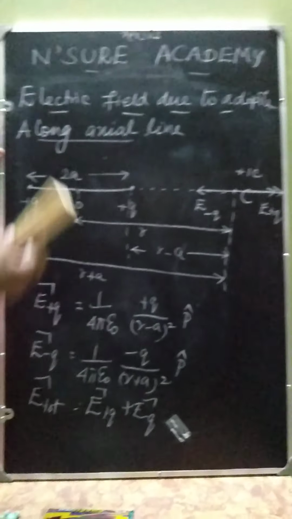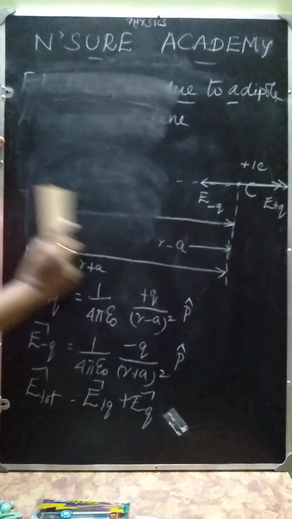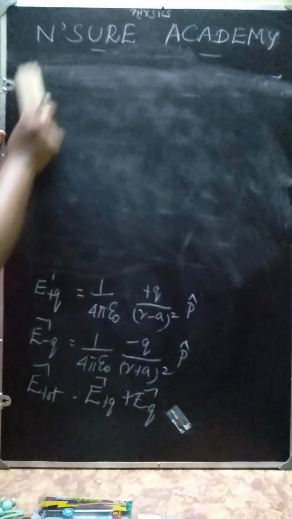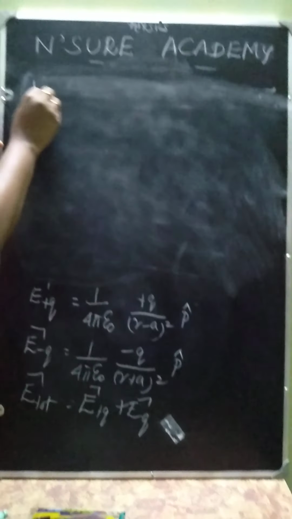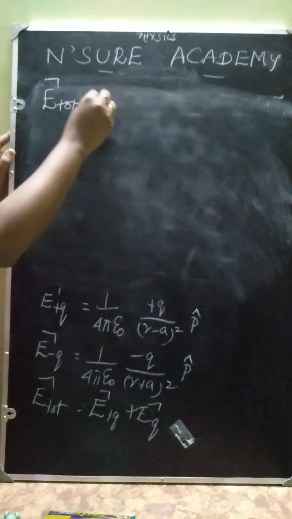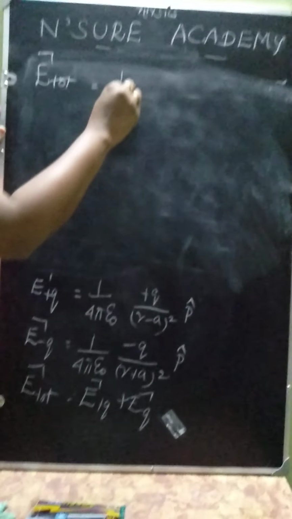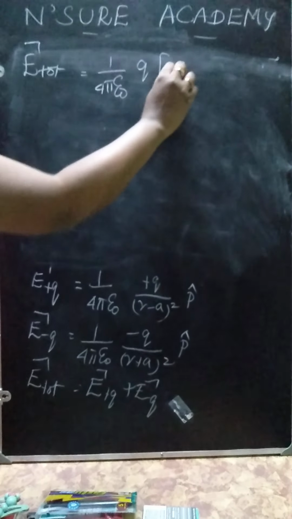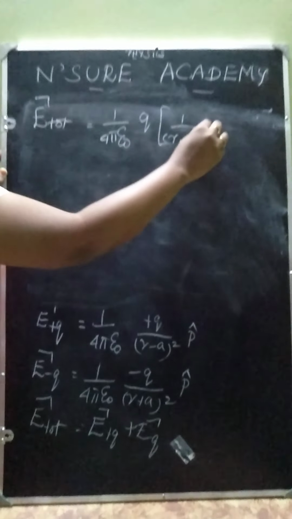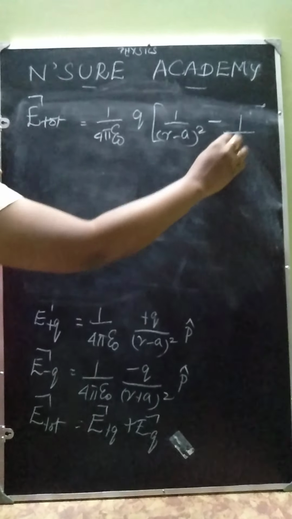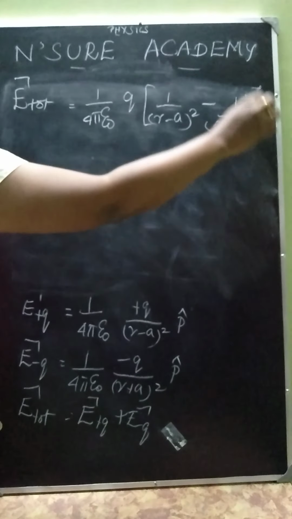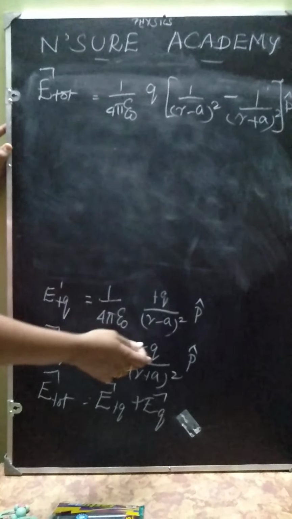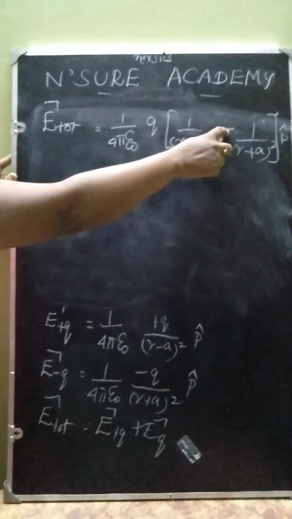Okay. Let's add both the values. E total vector will be equivalent to 1 by 4 pi epsilon naught. Take q outside. Then what you will get? 1 by (r minus a) the whole square minus 1 by (r plus a) the whole square into p cap. 1 by 4 pi epsilon naught, q is common. Here I am having a minus, so I kept minus here.